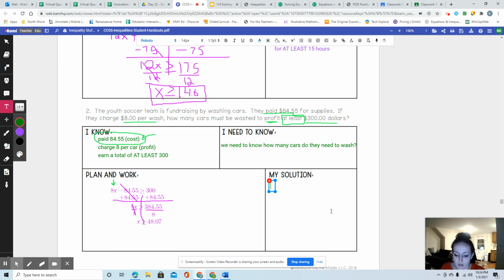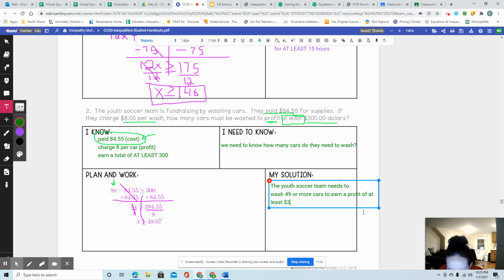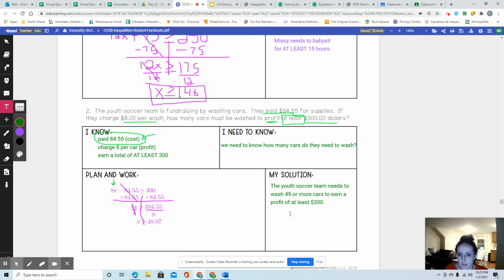So our solution here, our target is going to be the youth soccer team needs to wash 49 or more cars. And again, you can say that a couple different ways. You can say the youth soccer team needs to wash at least 49 cars. You can even get fancier and say to earn a profit of at least $300. Let me just make that fit a little better. So that's how you do it.